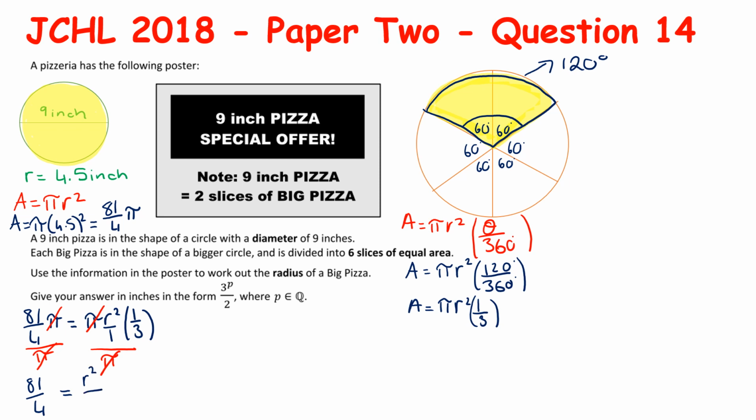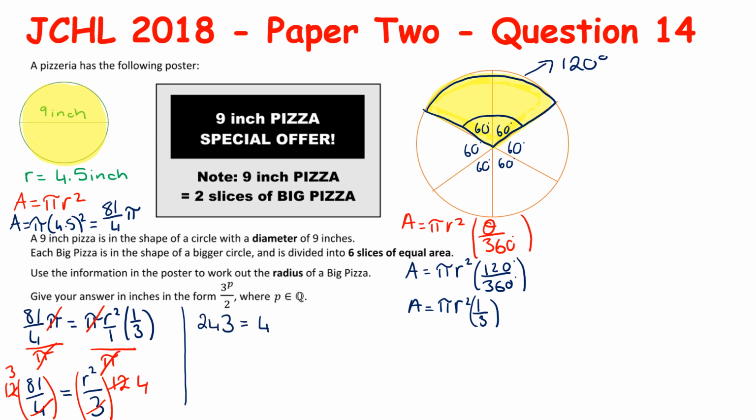I now have two fractions. I want to get rid of them, so I'm going to multiply by the lowest common denominator. The lowest common denominator of 4 and 3 is 12. 3 goes into 12 4 times, 4 goes into 12 3 times. So we get 3 times 81, which is 243, and that is equal to 4r squared.